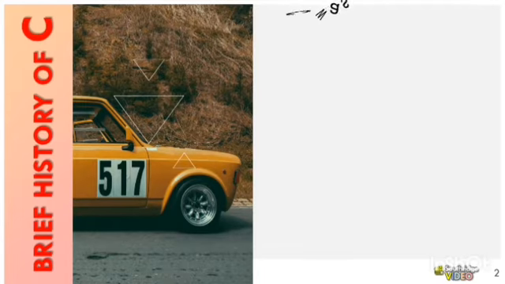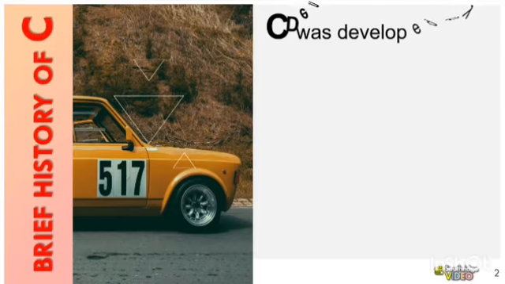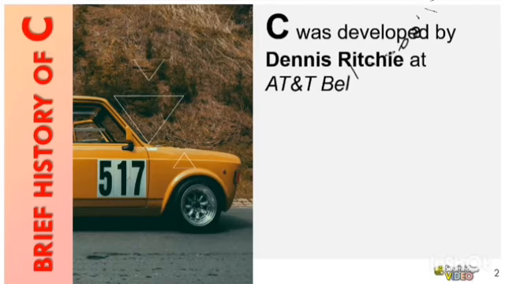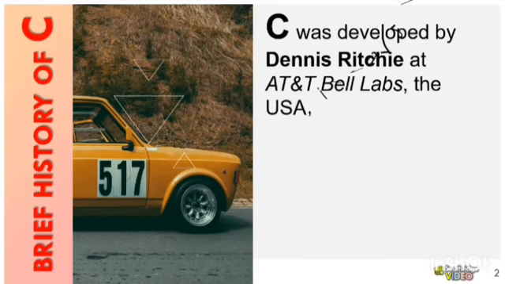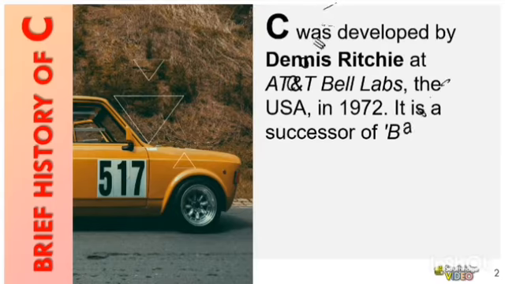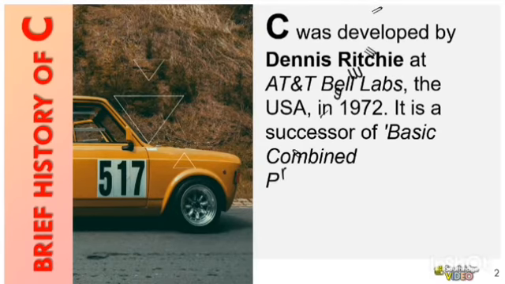Now, in order to understand C and to appreciate it, it's good to look at it from the point of history. In 1972, while working at AT&T Bell Laboratories, Dennis Ritchie discovered that another language could be built from B. B happened to be the language in existence at that time. So he did some modification to B, and from there C came about.